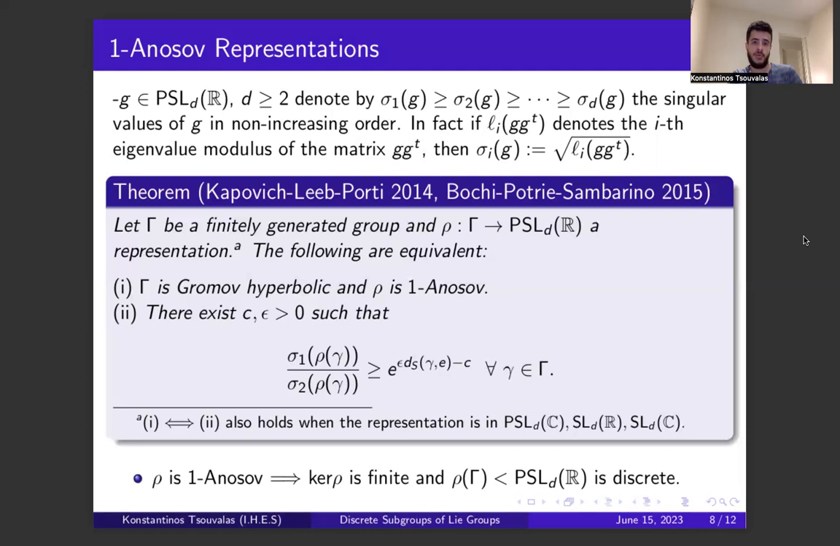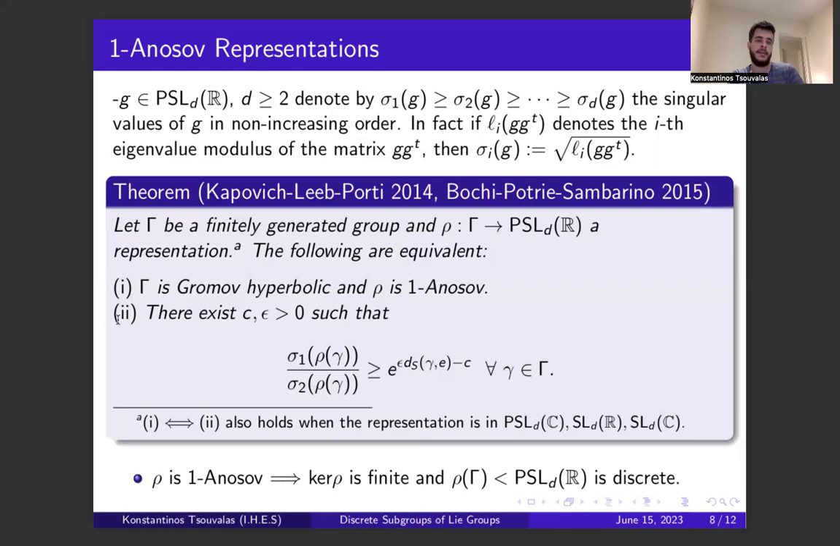And now, having fixed the notion of singular value, if we are given a finitely generated group and a representation of the group in PSL(d,R), we will say that this representation is Anosov and the group is Gromov hyperbolic if and only if there exist gaps between the first and the second singular value of elements, which grow uniformly exponentially in the distance of the element from the identity element in the Cayley graph. So recall that d_S here is a fixed word metric on the group gamma induced by a finite generating set S.